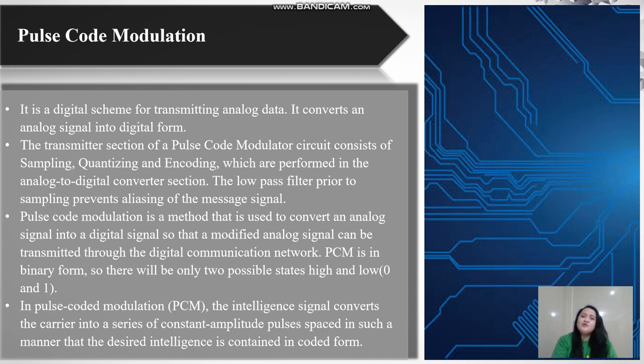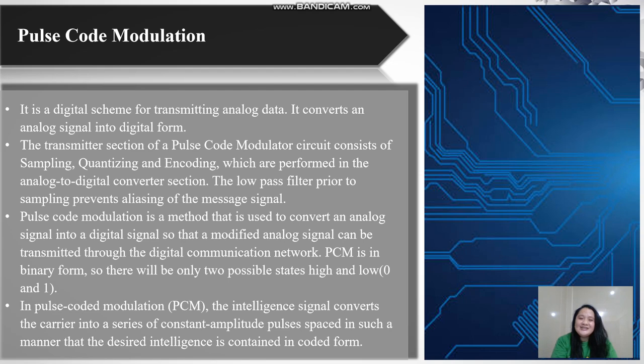So what is pulse code modulation? It is a digital scheme for transmitting analog data. It converts analog signal into digital form. The transmitter section of a pulse code modulator circuit consists of sampling, quantizing, and encoding, which are performed in the analog to digital converter section. The low pass filter prior to sampling prevents aliasing of the message signal.